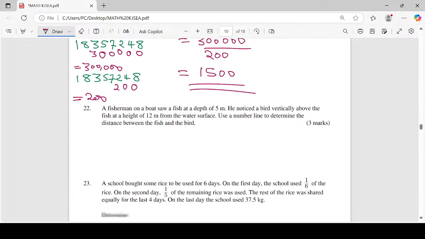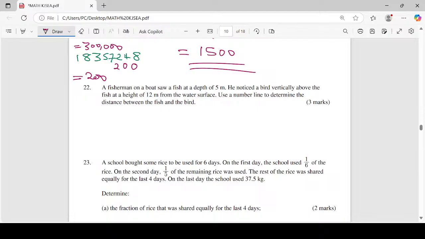Question number 22. A fisherman on a boat saw a fish at a depth of 5 meters. He noticed a bird vertically above the fish at a height of 12 meters from the water surface. Use a number line to show the distance between the fish and the bird.